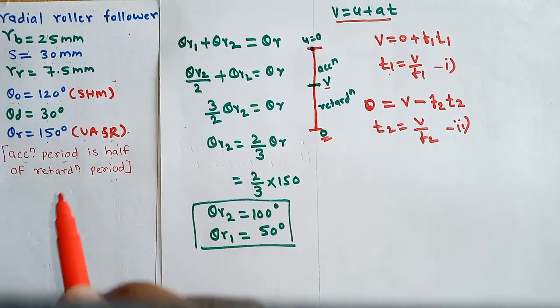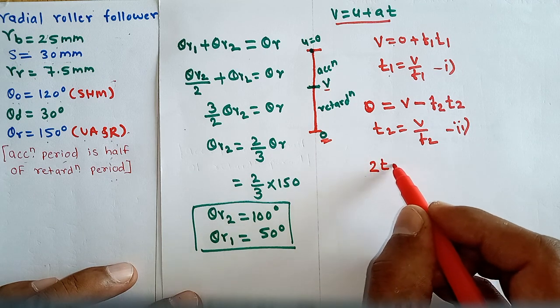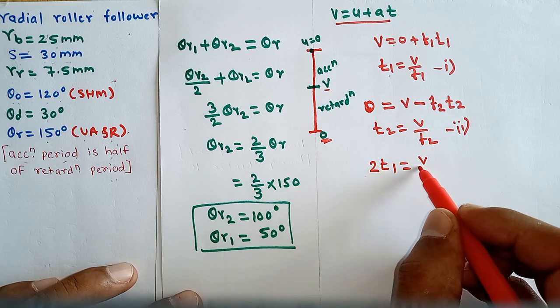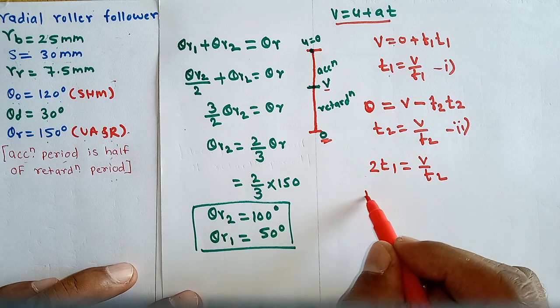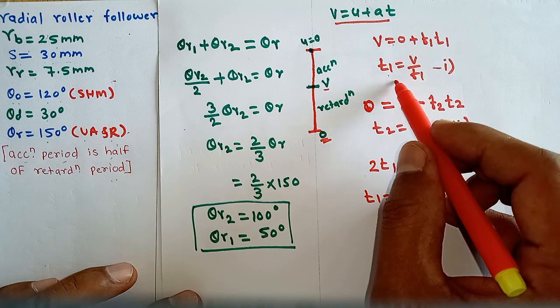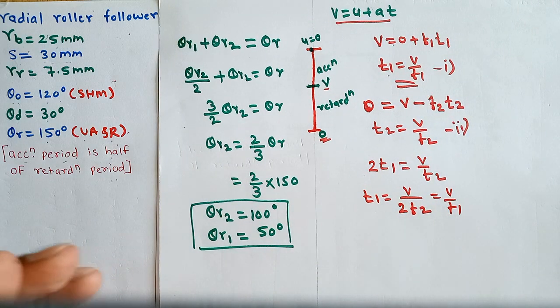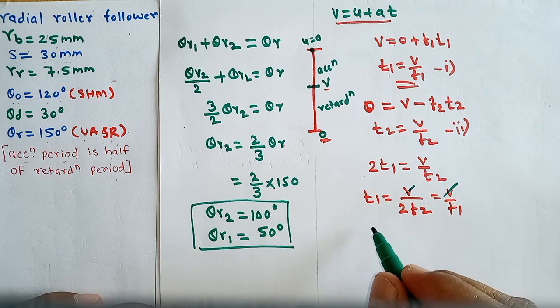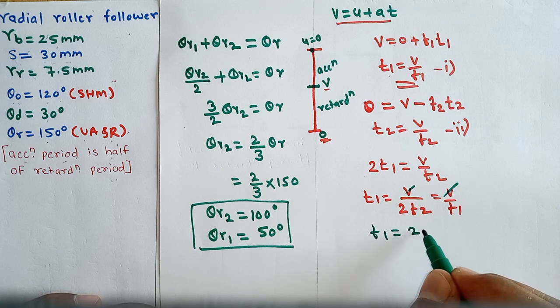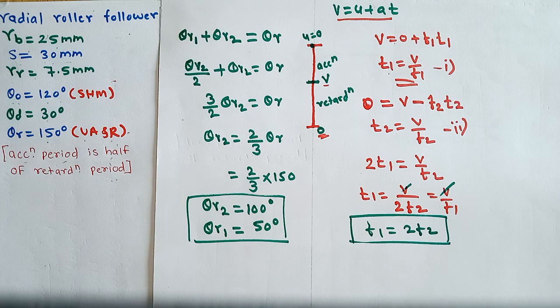Acceleration period is half of the retardation period. So for T2 I can write it is equal to twice T1. So T1 is equal to V upon 2 F2, and that is also equal to V upon F1. By solving this equation, we get F1 is 2 times F2. So acceleration is 2 times the retardation.